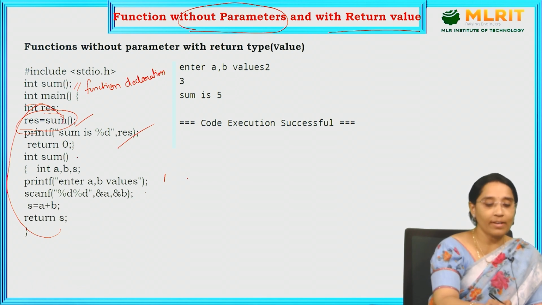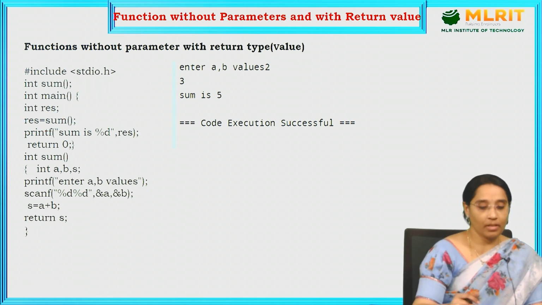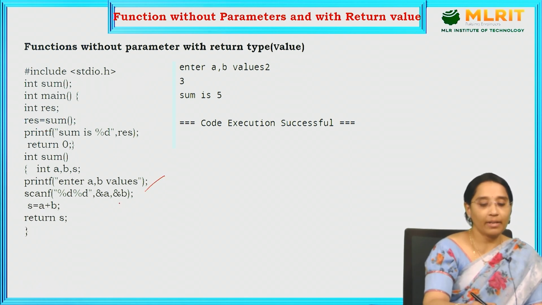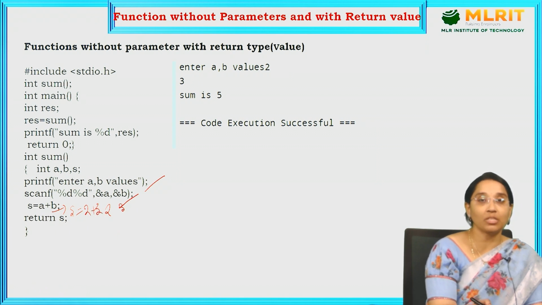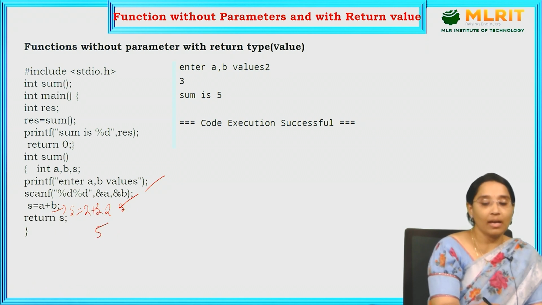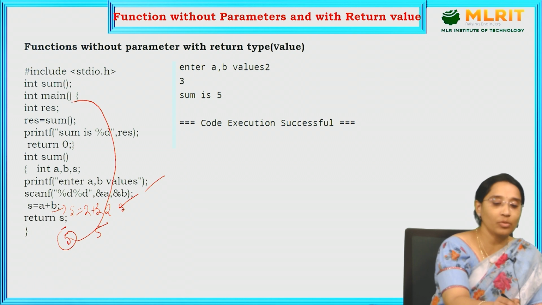Next, this is the function definition. Int a comma b comma s are the variables. Printf enter any two values, scanf %ld comma address of a comma address of b, because we are taking two inputs. Let's consider your inputs are 2 and 3. So s is equal to 2 plus 3, answer is 5. So return s: the value stored in s is 5, and we return this value back to the calling function.